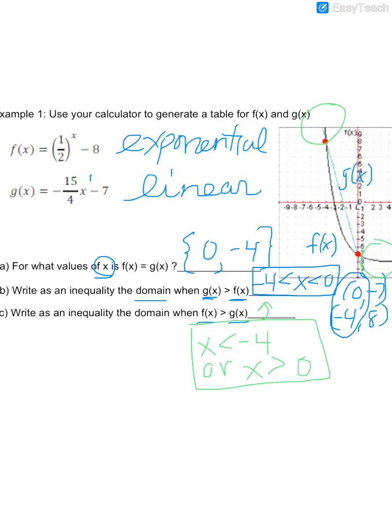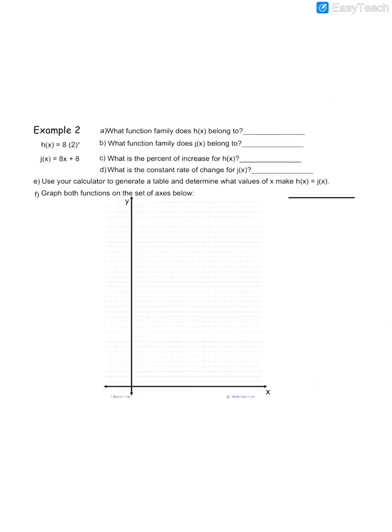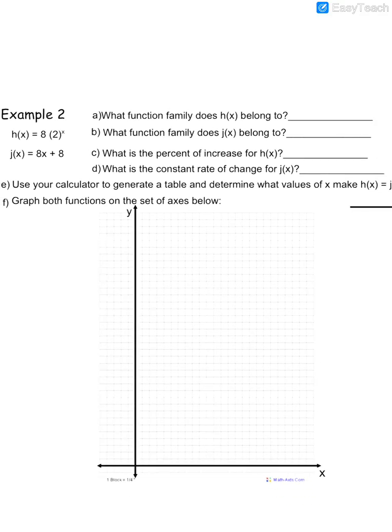This is asking when g of x is greater than f of x. To be super careful in what they are actually asking you. All right, let's try the next one. You're going to get better at those as we keep practicing.